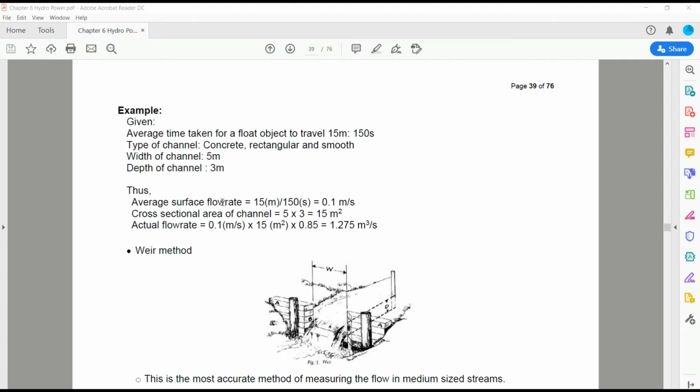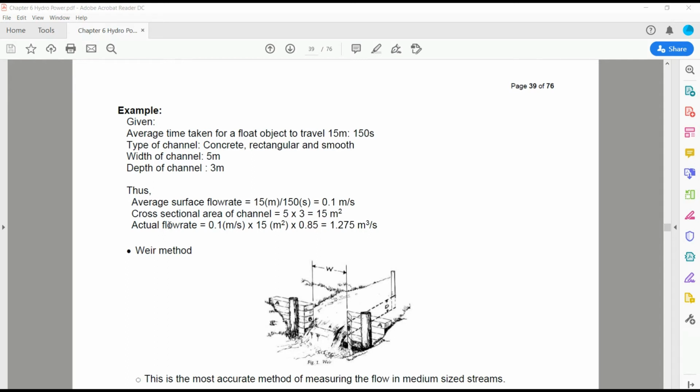Thus average surface flow rate, so 15 meter divided by 150 seconds, so you get 0.1 meter per second. So this is the average water flow rate. And then the cross-sectional area of the channel, so this is the area A, 5 multiplied by 3, you get 15 square meter.